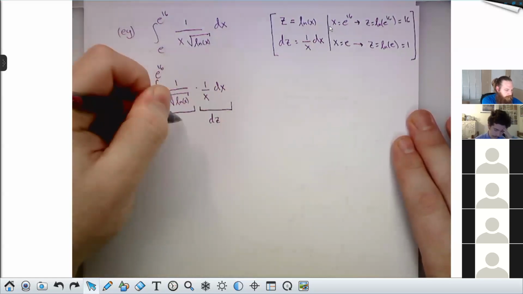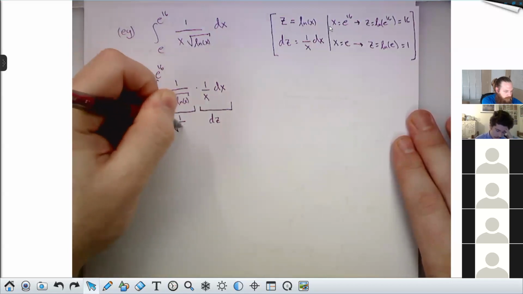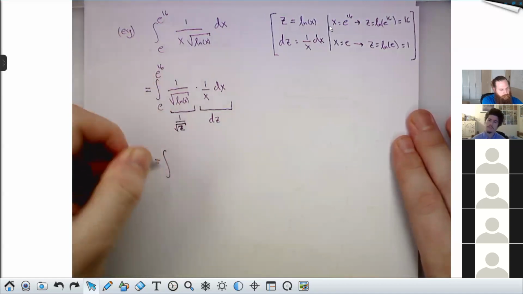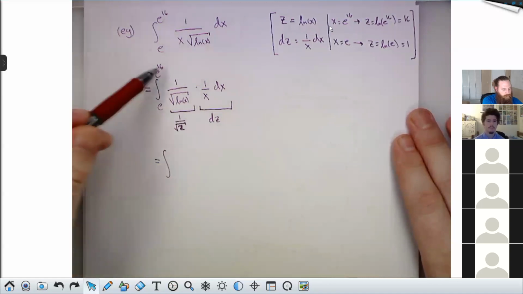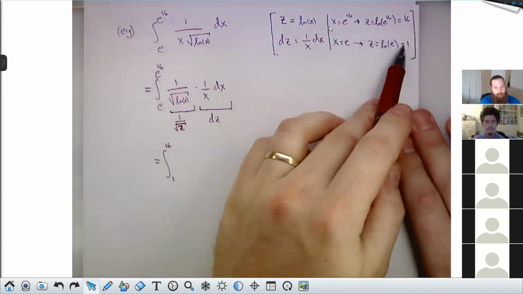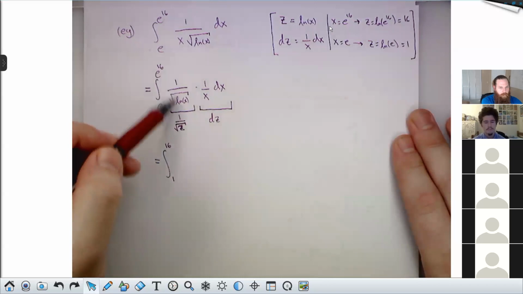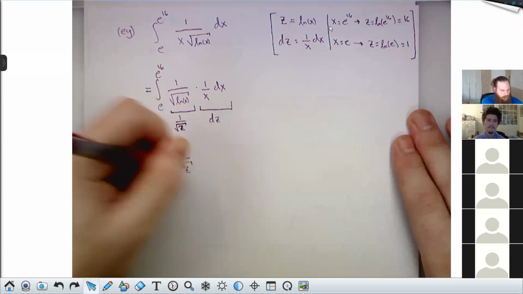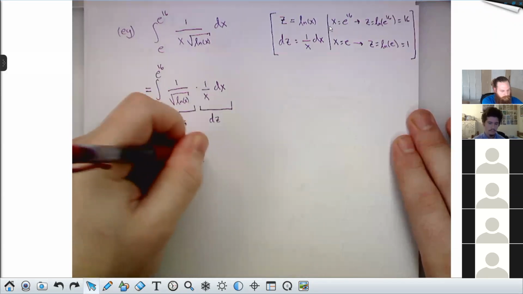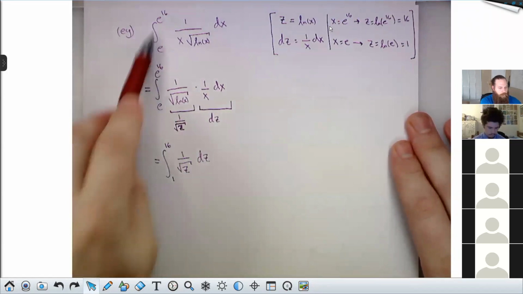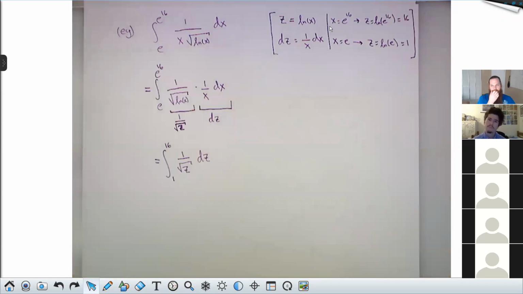This piece is going to become 1 over the square root of z, because z is the natural log of x. So my integral, after I implement that substitution, will go from no longer e to e to the 16, but from 1 up to 16. My new bounds. 1 over root log x is going to be 1 over root z. And 1 over x dx is dz. And this, I think we'll all agree, is a lot easier to work with than this.